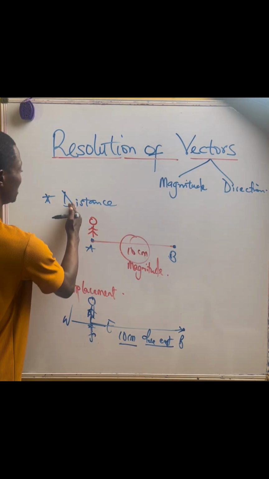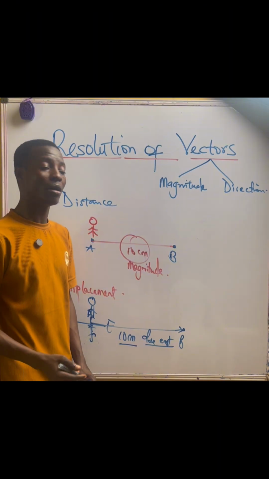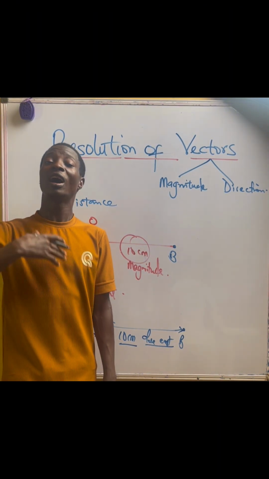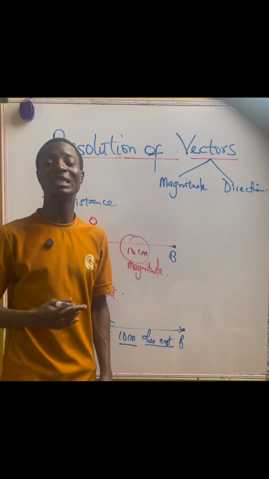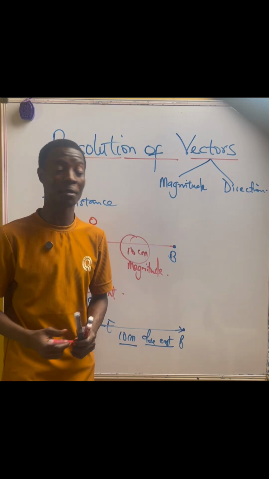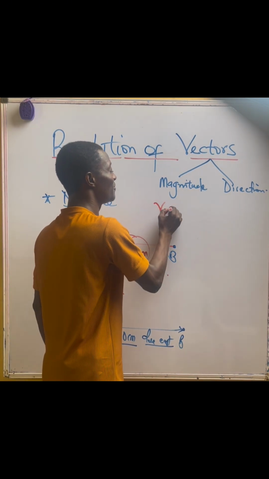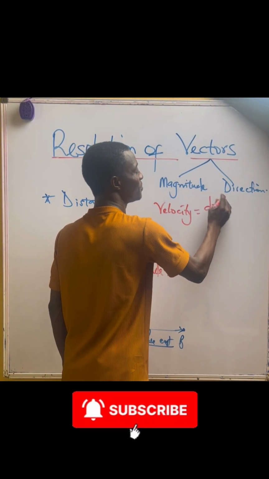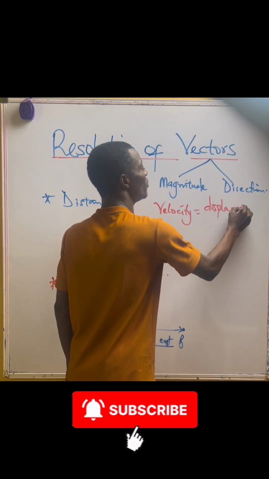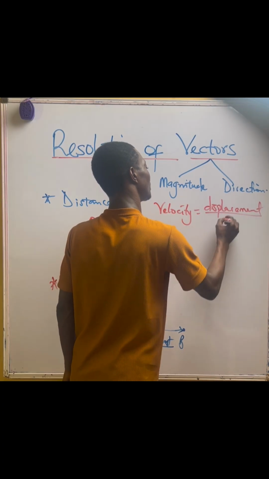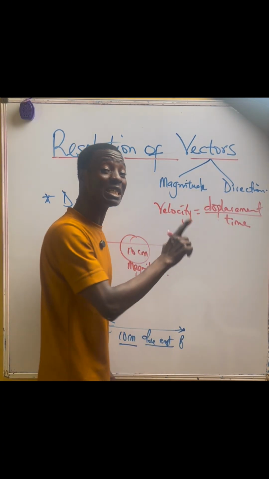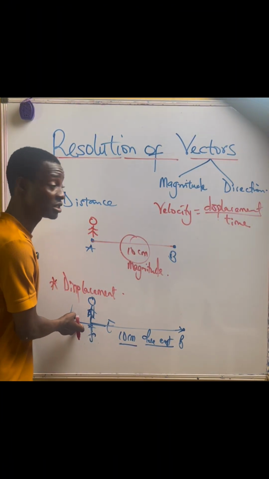Now, these two basic physical quantities that I wrote here have implication on the formulas we write in physics. For instance, if I write velocity, the formula for velocity is displacement over time. Now, when you observe very well, displacement is a vector quantity as we've established here, right?